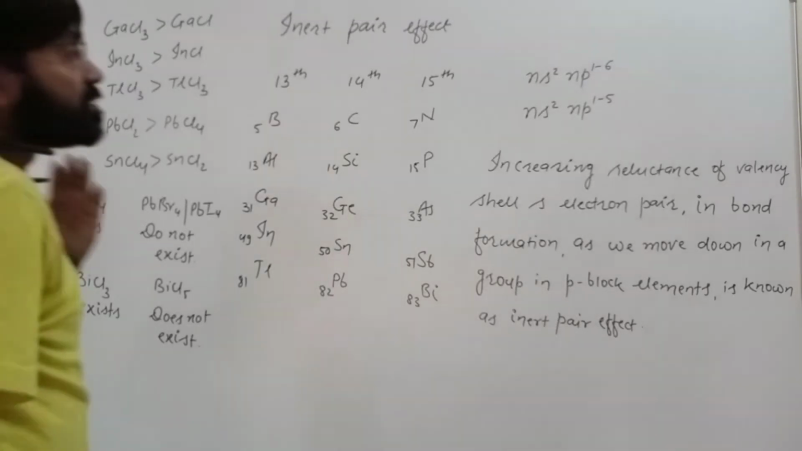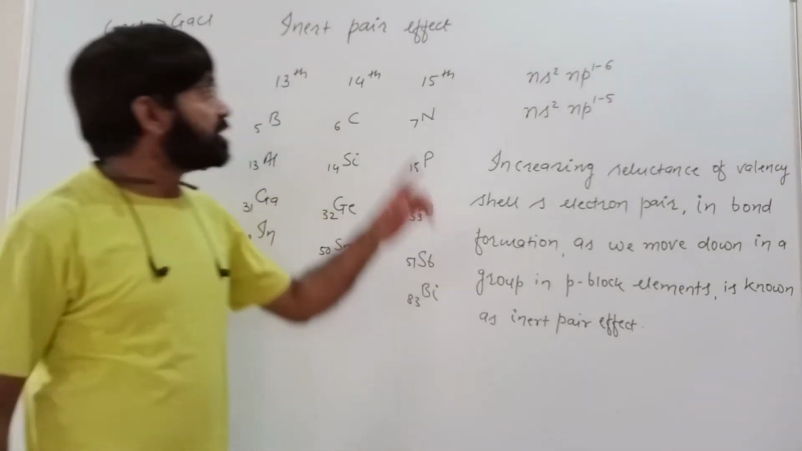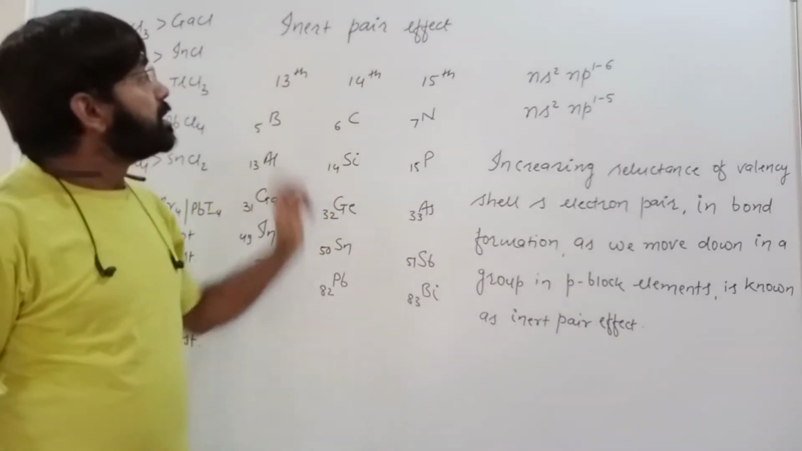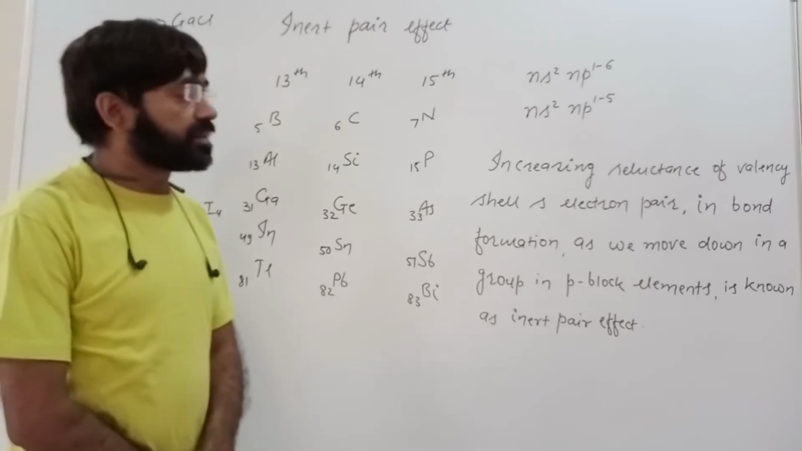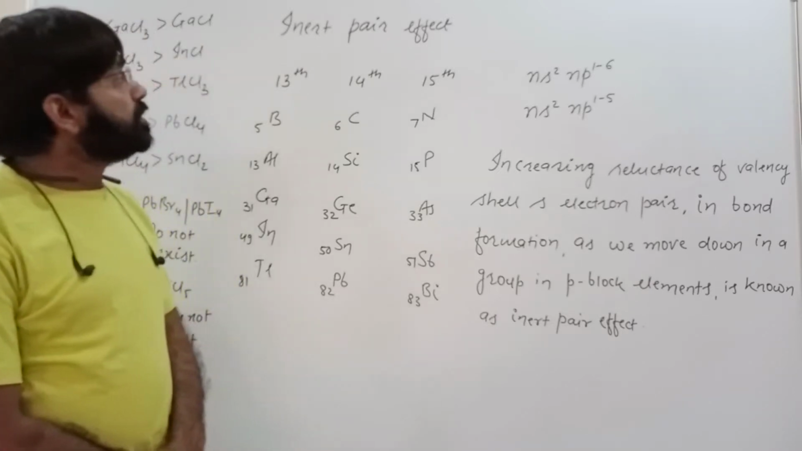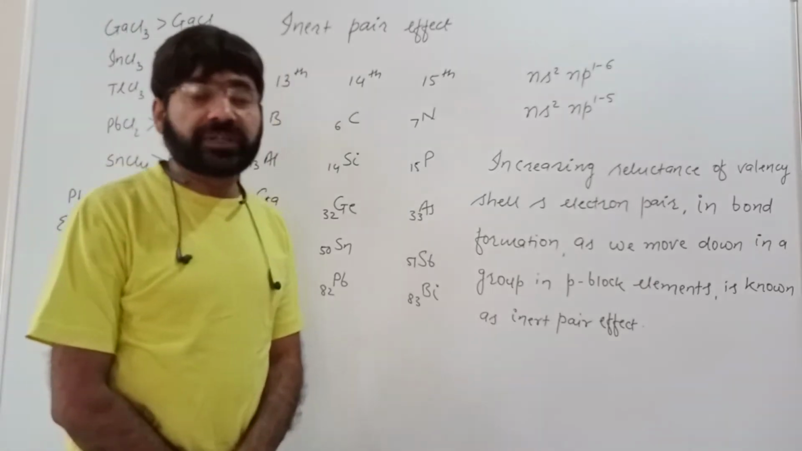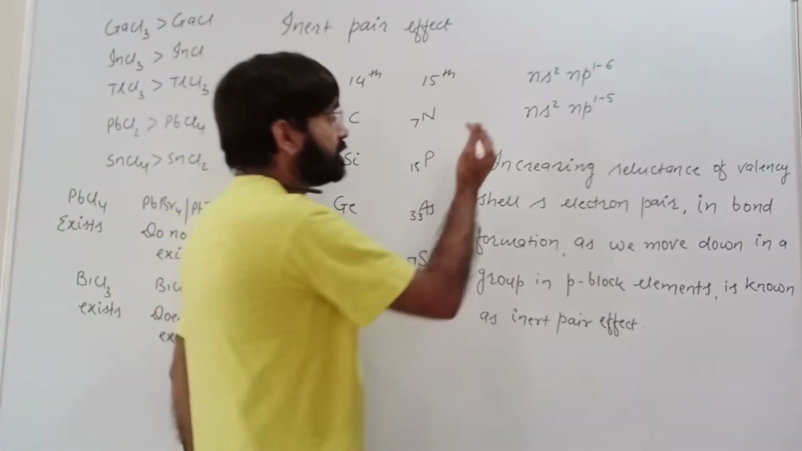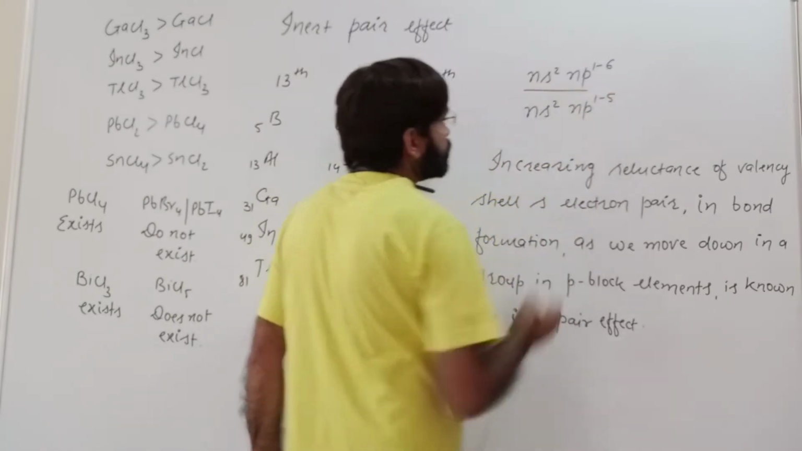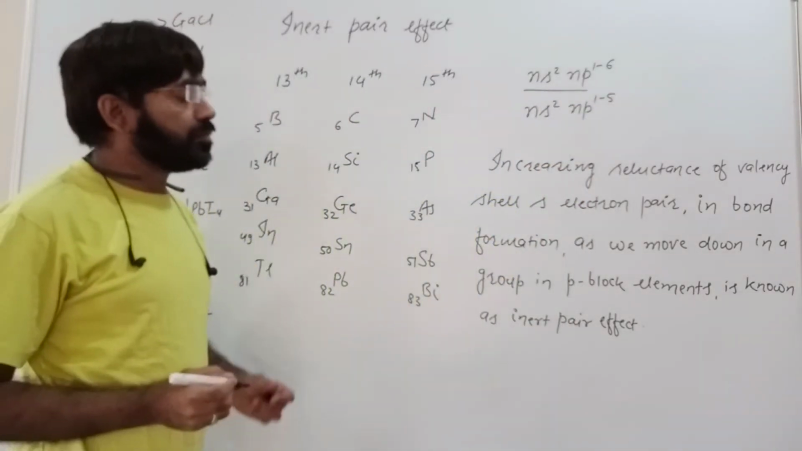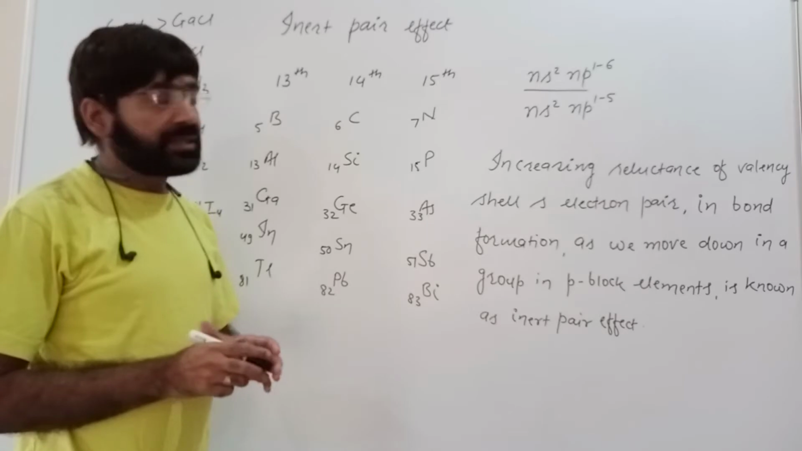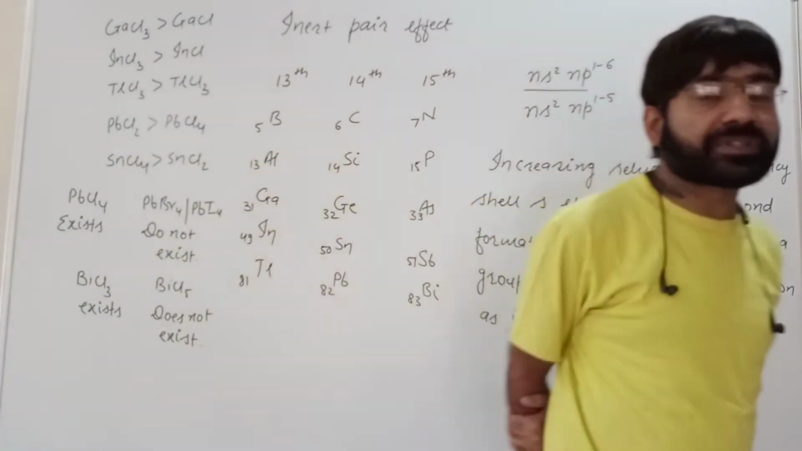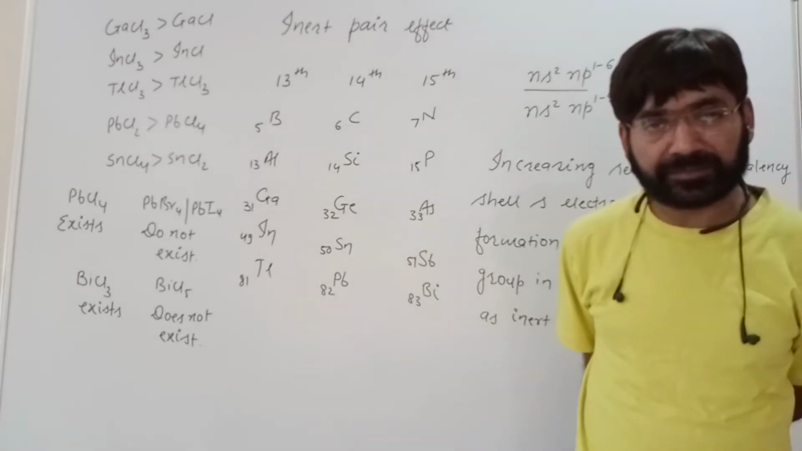Now the next concept in P block is the inert pair effect, after hydrolysis that we have discussed. Now what is inert pair effect? When we observe the valence shell electronic configuration of P block elements, it is ns2 np1 to 6, and the elements of P block are distributed from group number 13 to group number 18.